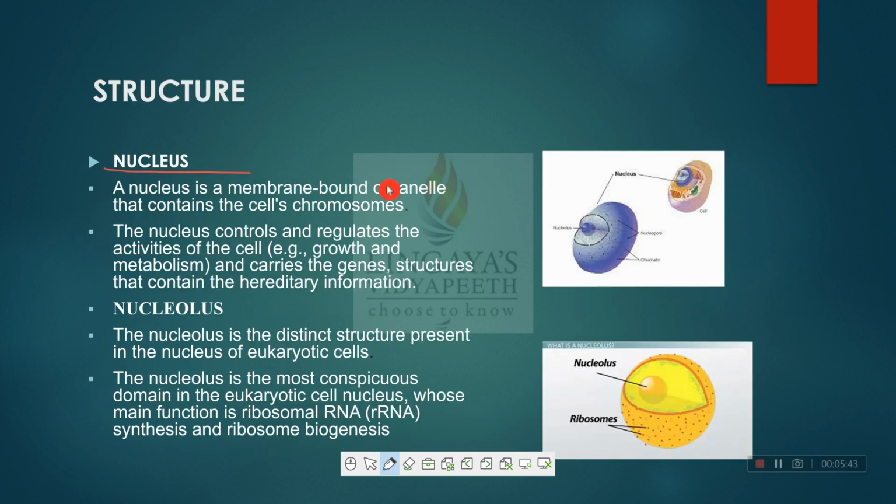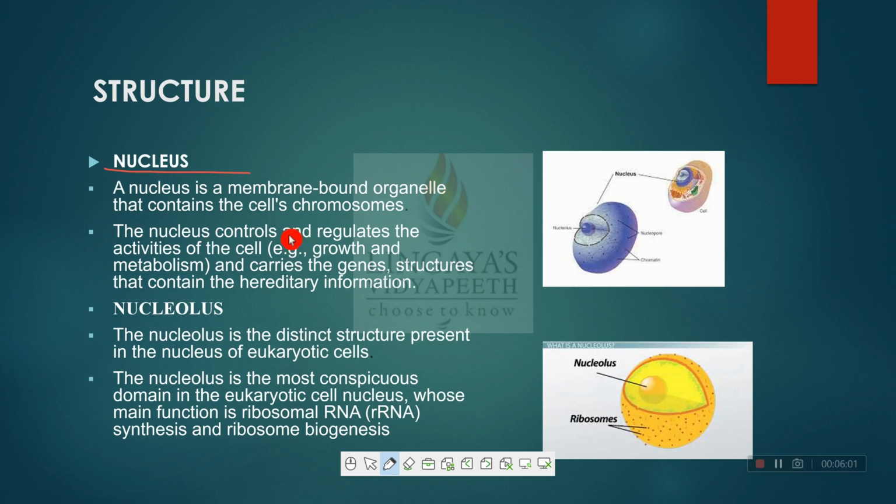Now talking about the nucleus. The nucleus is a membrane-bound organelle. The membrane which is present outside the nucleus is called the nuclear membrane. It is responsible for containing the genetic information, the cell's chromosomes in the form of DNA and RNA.